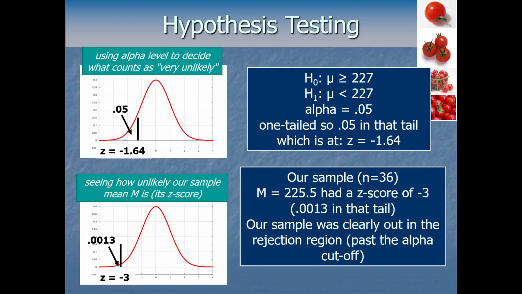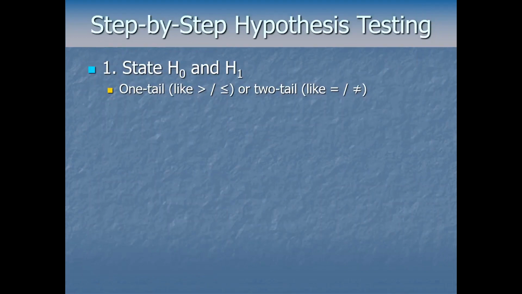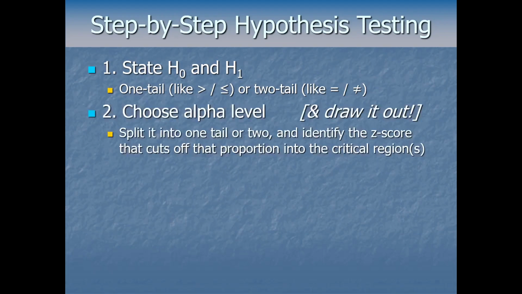There we go. Okay, so the steps: basically, you write down your null hypothesis and your alternative hypothesis. That's going to tell you whether you're doing a one-tailed or a two-tailed test. Then you choose your alpha level, which is almost always going to be 0.05, at which point you can draw out that curve, that distribution of sample means, the distribution of all possible samples of that size. Then you split your alpha value, the 0.05, the 5%, into one tail or two tails, depending on your hypotheses.